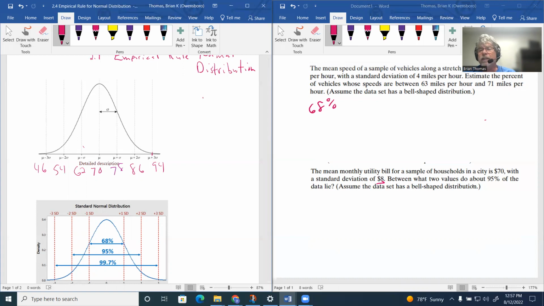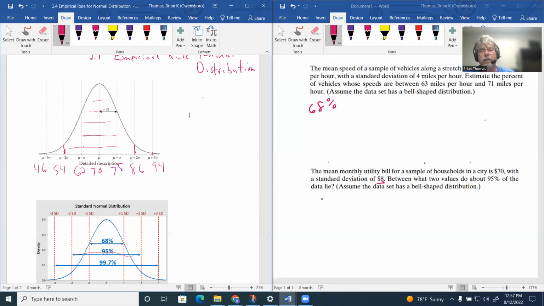So what they're talking about is 95%. Between what two values do 95% of the data lie? Notice that this 95% applies to two standard deviations. So if I go two standard deviations, that would be here, and two standard deviations would be here. So 95% of the data is going to be in this area here. But all they're asking for is what are the values that we're talking about. So 54 would be the low end, and the 86 would be the high end.